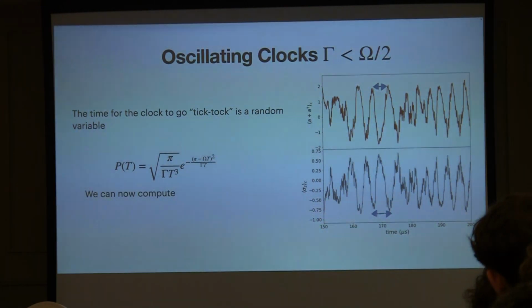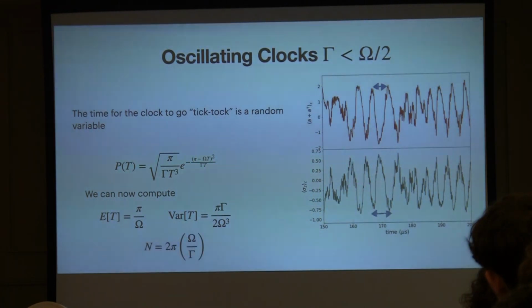So given what we have, we can go through and compute our expected tick time and the variance, and then you plug that into the formula here, and you get a nice expression for the precision, which is equal to 2 pi times the Rabi frequency divided by the measurement strength. And what's nice is, as the measurement strength increases, it leads to a worse precision in this clock, because a bigger measurement strength leads to measurement back action, which perturbs the clock.